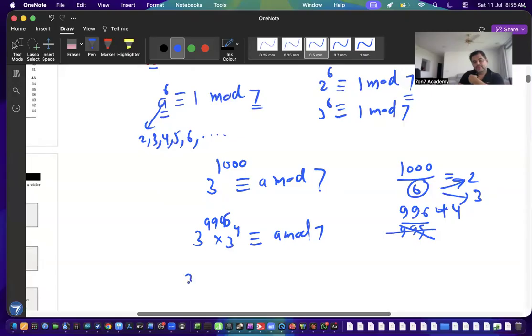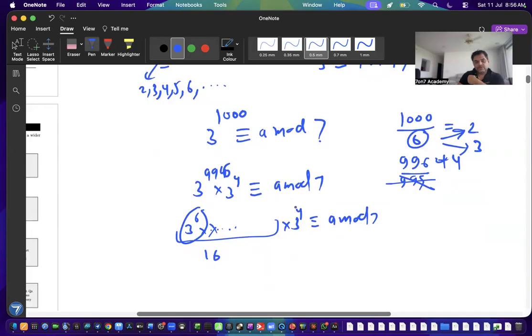We can break 3 raised to 996 into 3 raised to 6, as many as 166 times, into 3 raised to 4. By this theorem, each such factor will become 1, so that part will be 1. But the 3 raised to 4 remains, so we have to simplify it. Till here it is fine, but this extra part is there, because 996 is a multiple of 6 but this is not. So 3 raised to 4 is 81. You have to divide by 7. What remainder will you get? Work on it.